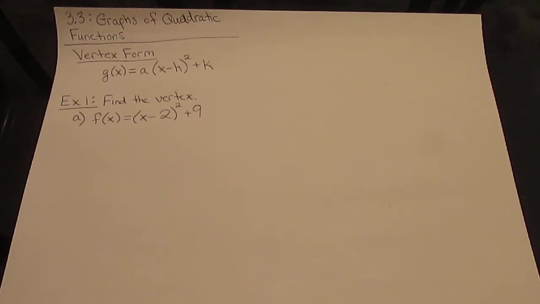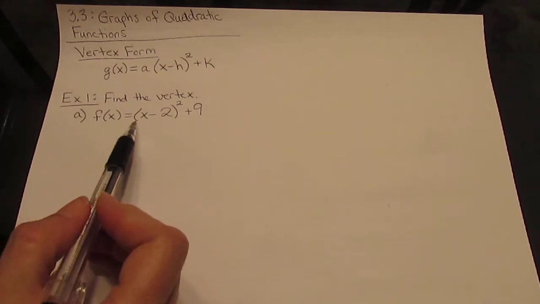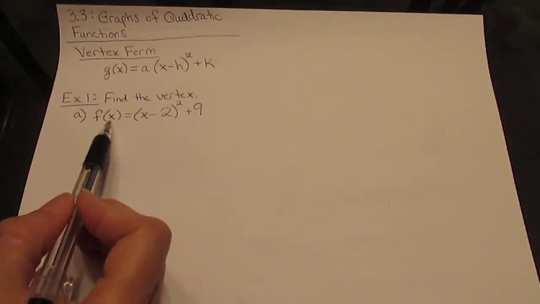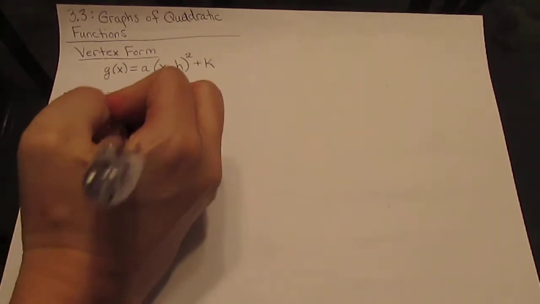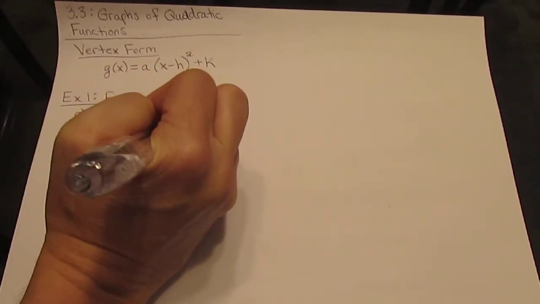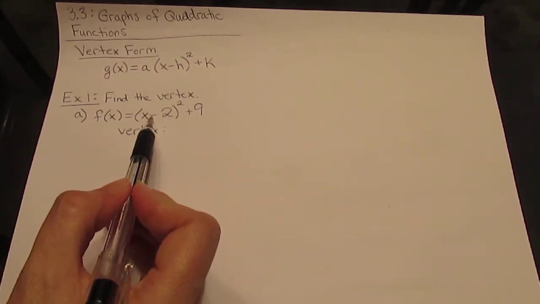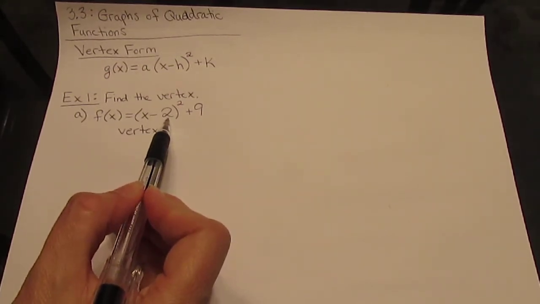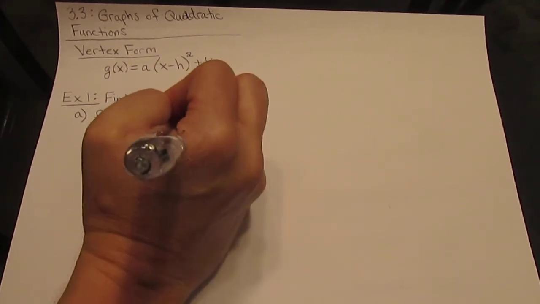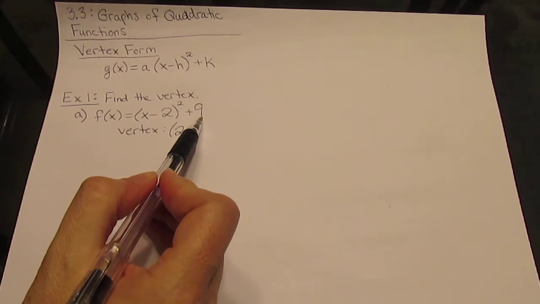We're just going to be finding the vertex. Notice they gave me a problem where it is in vertex form, so we can just pull out the vertex. My vertex is going to be 2. Notice it was a negative here. You'll change the sign, so it's going to be a positive 2 and 9.